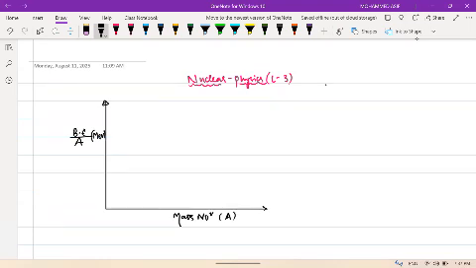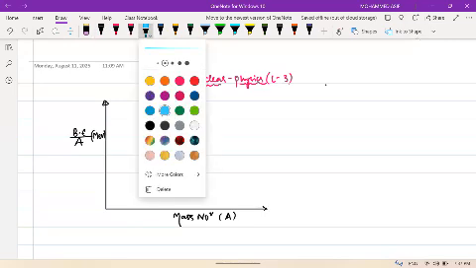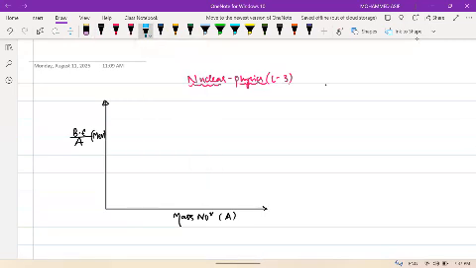I told you the graph is something like this. It will be increasing like this to a maximum, then it will be decreasing. Maximum for which element, I told you? Iron. Very good. Iron is having the highest binding energy per nucleon. So iron is Fe 56, so the mass number is 56.